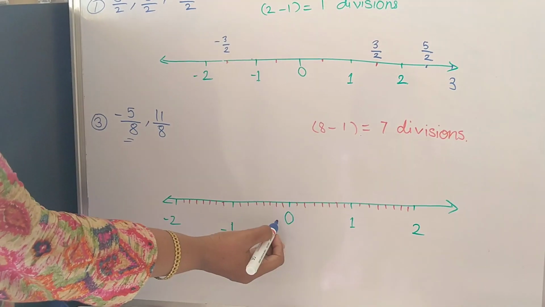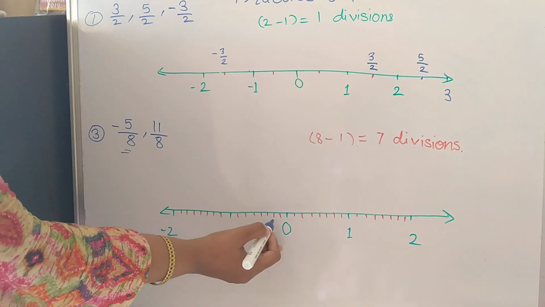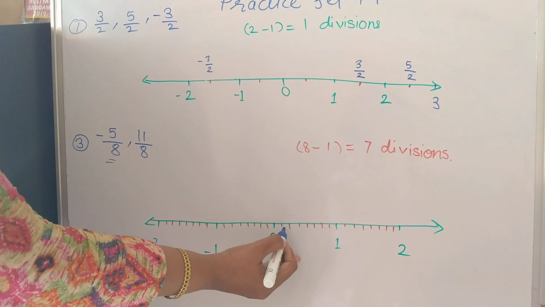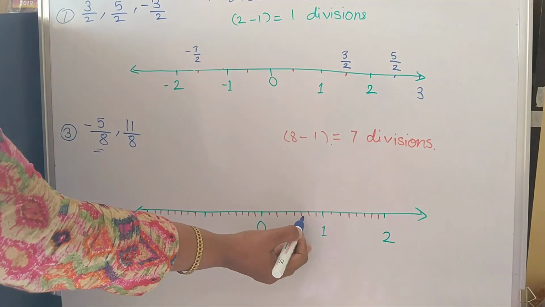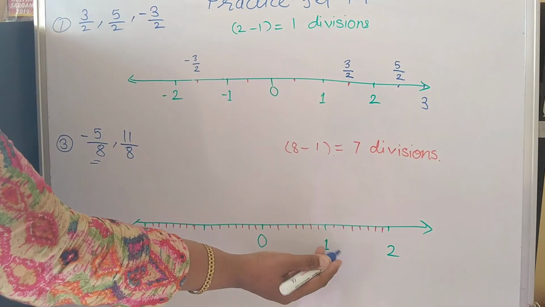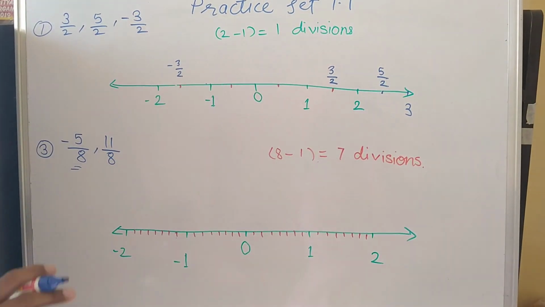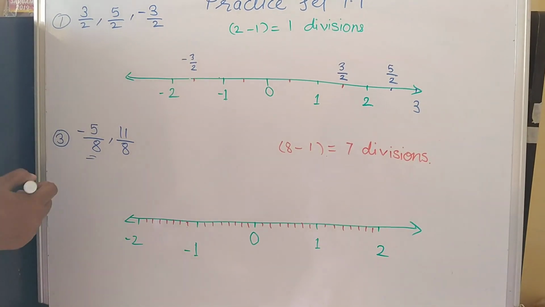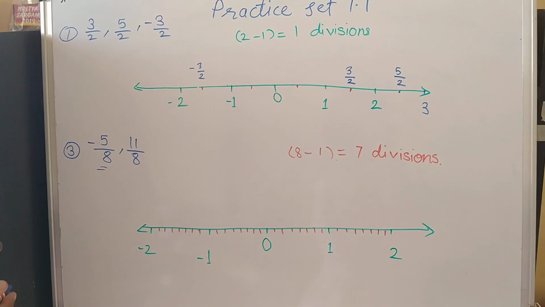See the number line I have drawn here. 7 divisions in between two numbers: 1, 2, 3, 4, 5, 6 and 7. So I got 8 parts in between two numbers. Now see the first number, minus 5 upon 8.